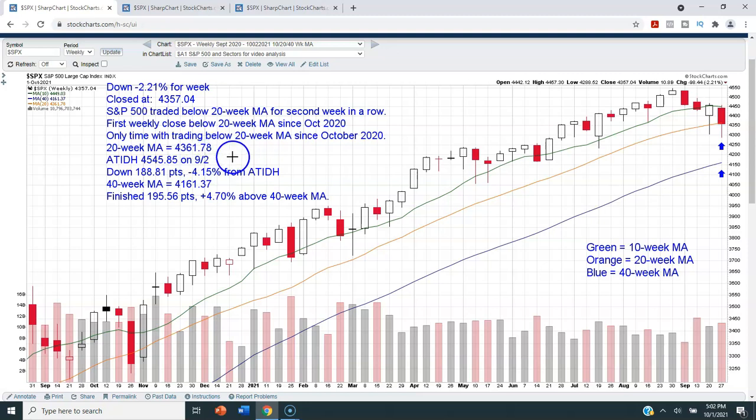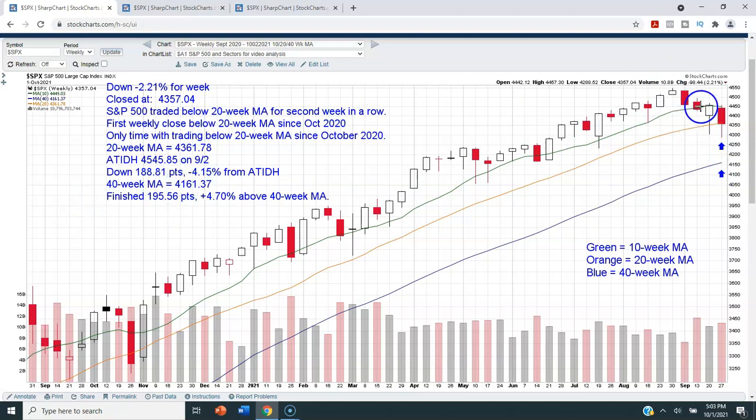But on the 2nd of September, the all-time intraday high, not the closing high, but the intraday high, was 4545.85. So where we close today, we're down 188.81 points, or 4.15% below the all-time intraday high. Now, I know for a lot of people it probably feels worse than that, but we're only down 4.15% where we close today on the 1st of October. We're only down 4.15% from the intraday high back here on the 2nd of September.